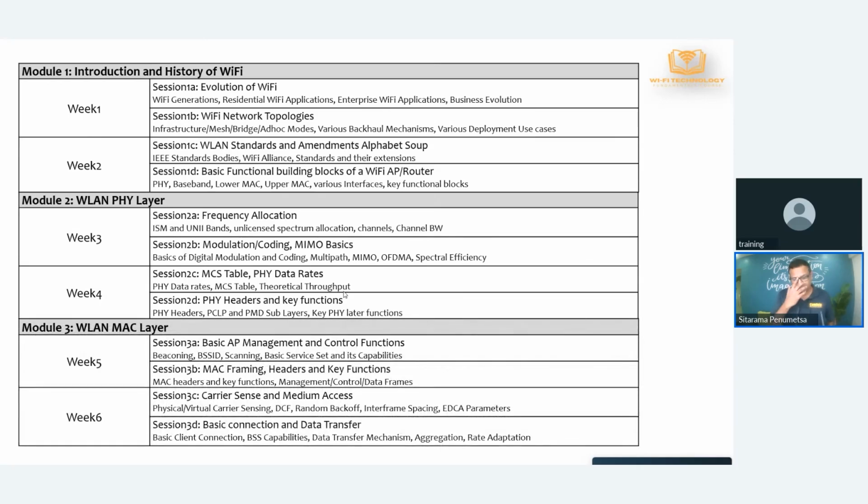Module 3 is probably one of the most important, which is what we call layer 2. Those of you who come from a networking background would understand what the network layers are, layer 2 being the data link layer. In this case, we call it the medium access control layer, or the MAC layer. And there are so many things that happen here.